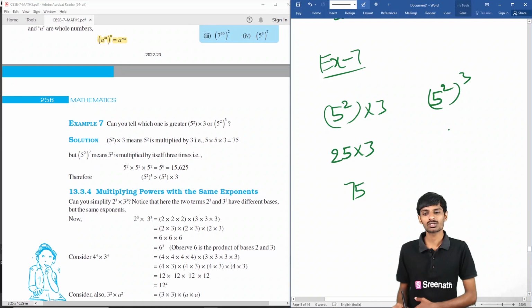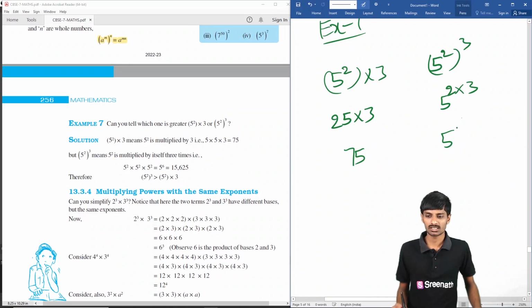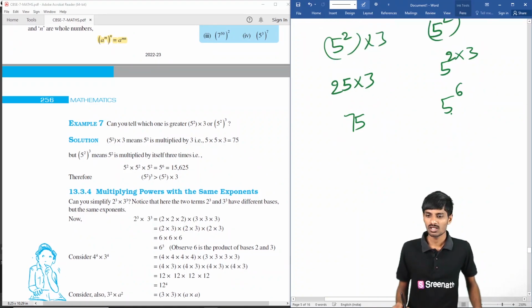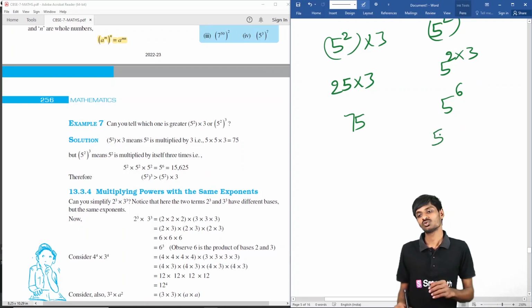Here, 5 square whole power 3: (a power m) whole power n is a power m into n. So it is 5 power 6. So 5 power 6 means how much? 5 into 5 into 5 into 5 into 5 into 5.